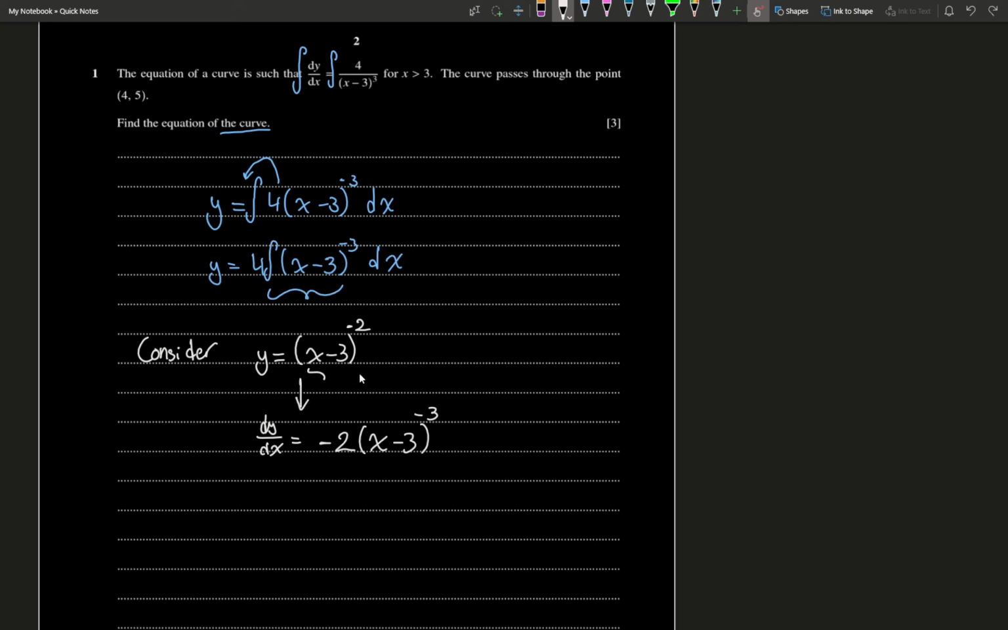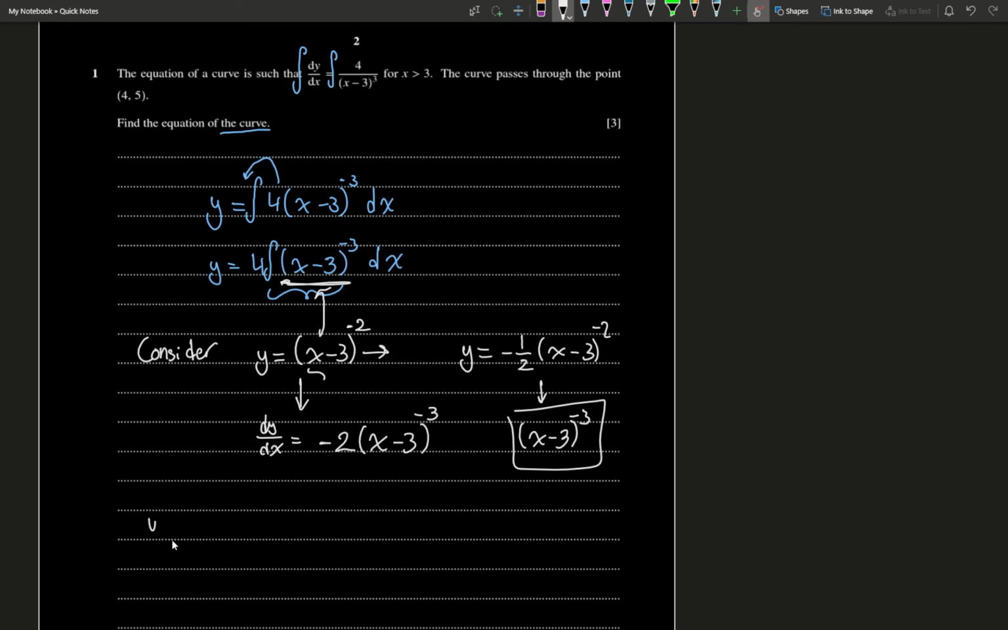If we want to obtain this derivative from this function, we just have to write it as a new function which will be negative 1/2 times x minus 3 raised to the power of negative 2. Because if you try this time to take the derivative of this, you'll simply end up with x minus 3 raised to the power of negative 3, which is what we have above. Therefore we can conclude that the integral of x minus 3 raised to the power of negative 3 is equal to negative half x minus 3 raised to the power of negative 2.